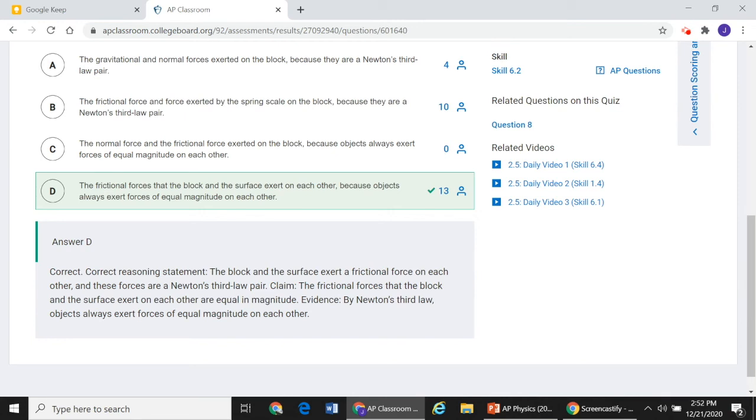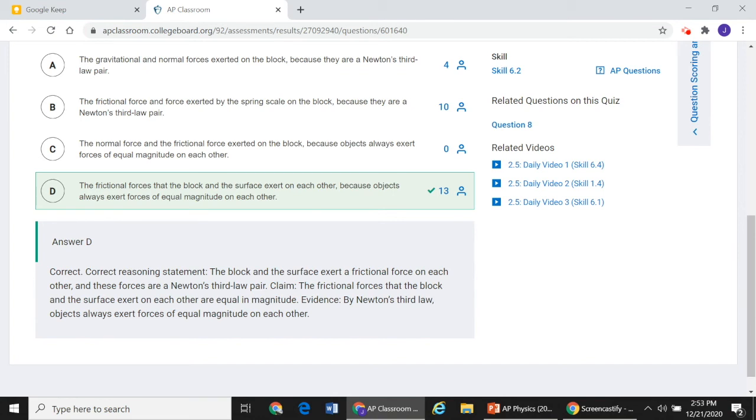Same thing with B. B says the frictional force and the force exerted by the spring scale on the block. The frictional force is a force exerted by the table on the block. Block on table, table on block. That's the pair. For the force exerted by the spring scale, it's scale on block, block on scale. They can only involve the same 2 objects. The answer is D because it says the frictional forces that the block and the surface exert on each other, because objects always exert forces of equal magnitude on each other. The table exerts a force on the block, and the block exerts a force on the table. Those are the same 2 objects, and so Newton's third law applies.